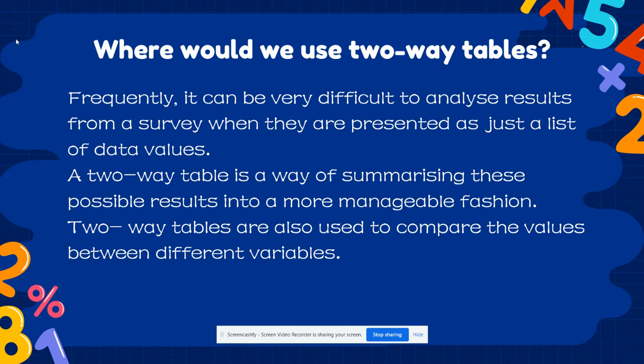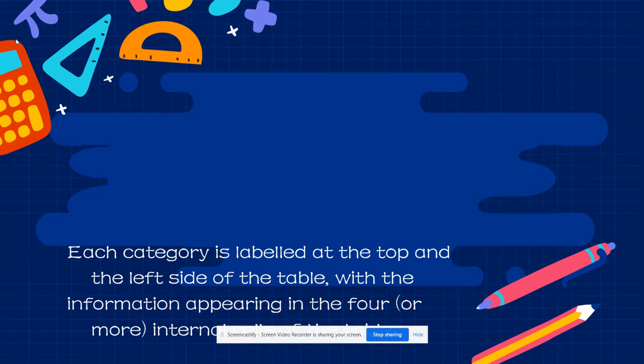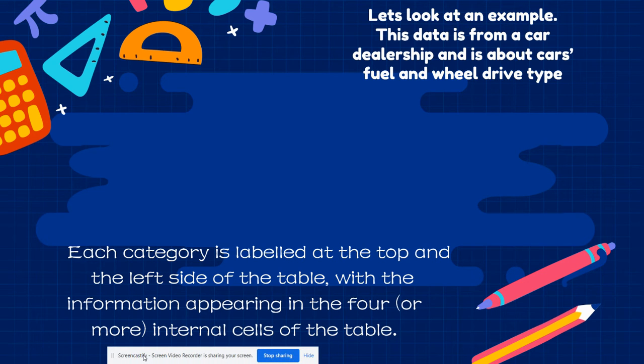Two-way tables are also used to compare the values between different variables. It is possible that an association exists between the two variables, and a two-way table can help identify that association. So each category is labeled at the top and the left-hand side of the table, with information appearing in the four or more internal cells of the table.